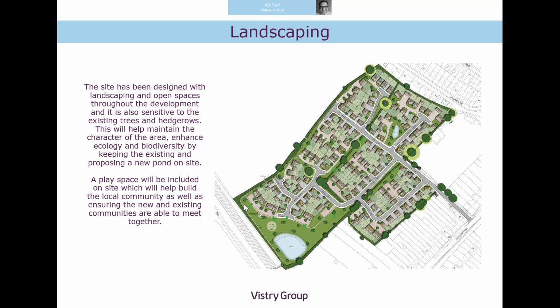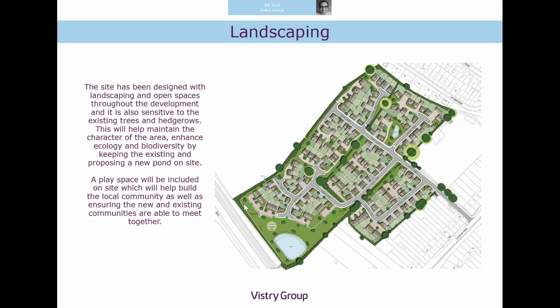One of the key features of the site is that we aim to provide as much open space for development whilst remaining sensitive to the existing trees and hedgerows. We are keen to maintain the character of the area by proposing a new pond to the southwest alongside the existing pond to the north. So there's a large one to the south of the site and an existing one to the northern part of the site. Enhancing these will enhance the local ecological and biodiversity features of the area.